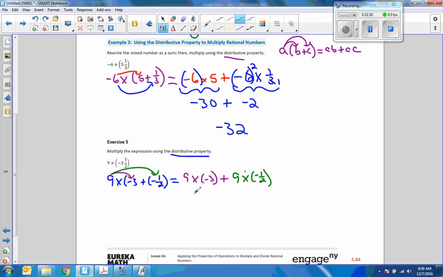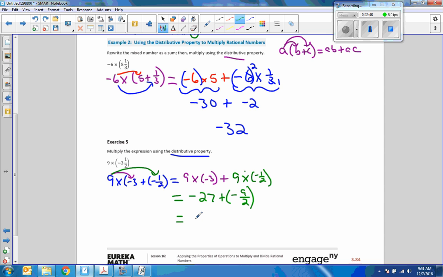And now I'm going to do this multiplication here. Positive times a negative, negative. 9 times 3, 27. Plus, positive times a negative, negative. 9 times 1, 9 over 2. Okay, I couldn't reduce there, so it's -9/2.